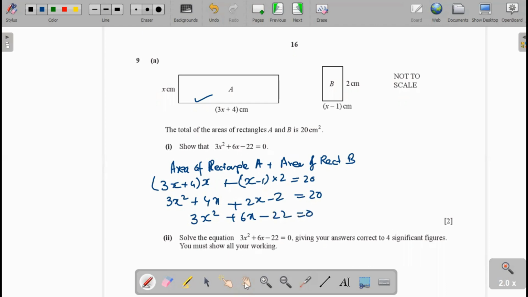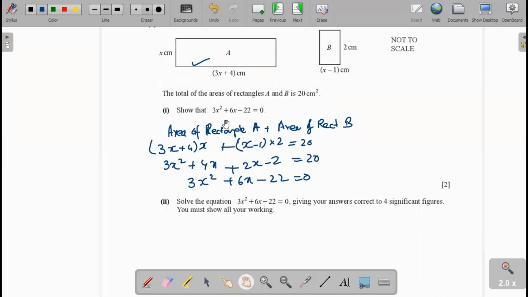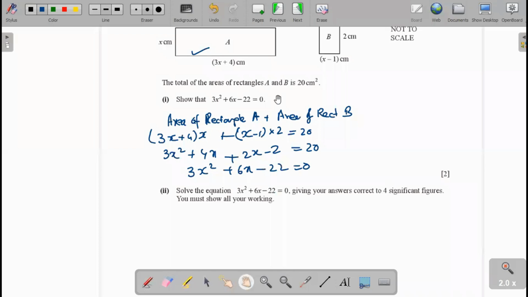And we have to prove this: 3x squared plus 6x minus 22. Hence this is the proof of this, the sum of the areas. Now part C, solve the equation.